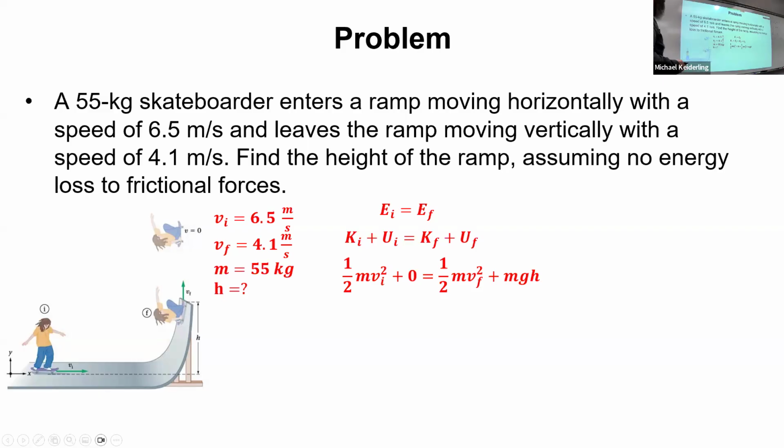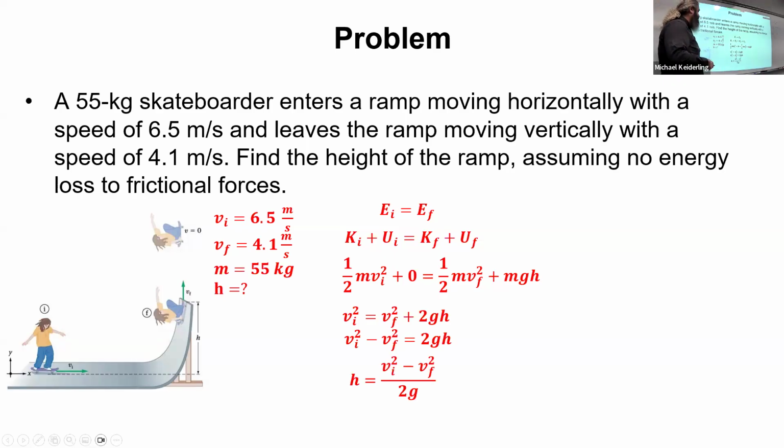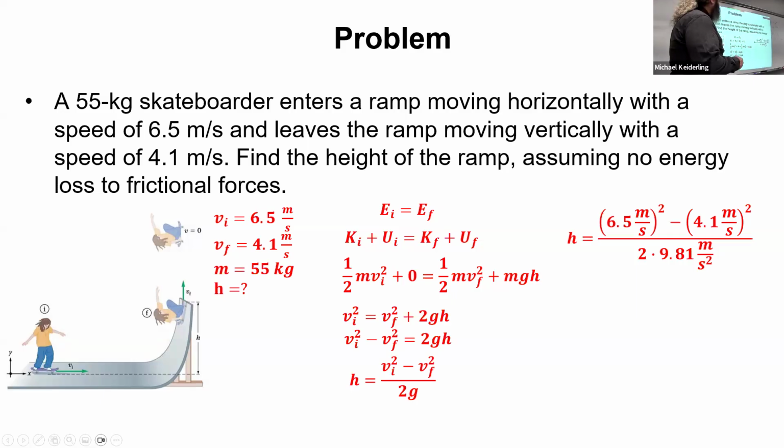So if we solve for height, first thing we can do is divide through everything by 1/2 mass. We get v initial squared equals v final squared plus 2gh. So v initial squared minus v final squared equals 2gh. So h is v initial squared minus v final squared over 2g. The height is going to be 6.5 meters per second squared minus 4.1 meters per second squared over 2 times g, 2 times 9.81 meters per second squared. And that comes out to 1.3 meters.